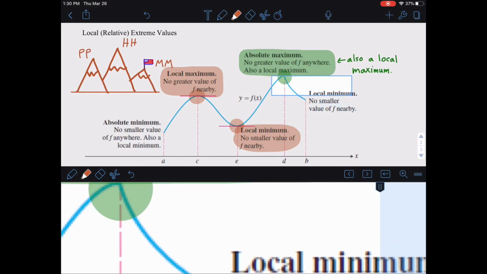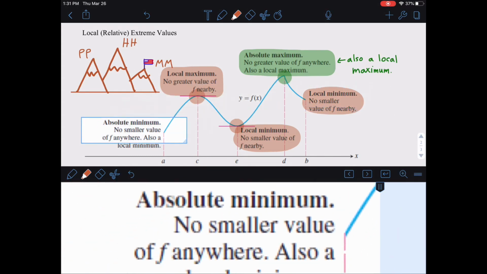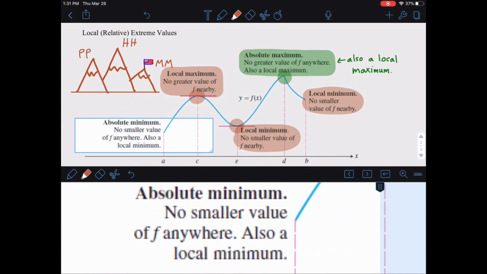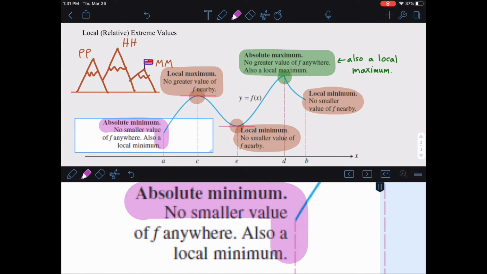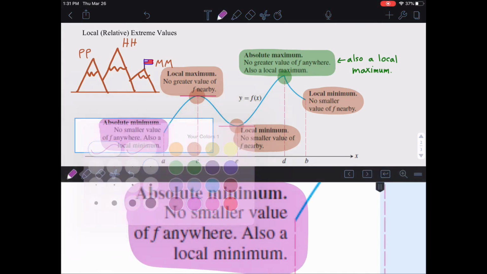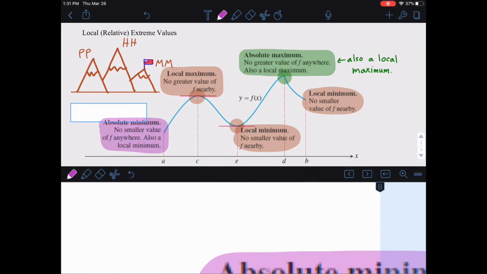Over to the right, see how the graph slopes down there and it ends? Even though there's no graph to the right of it, wherever the graph ends off is also going to be a local minimum. And then also where it starts off, this is the lowest point on the graph. So this is an absolute minimum, but it's also going to be a local minimum. I'll write that above here.